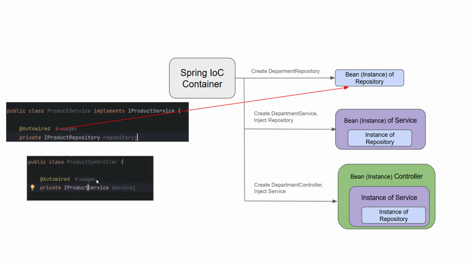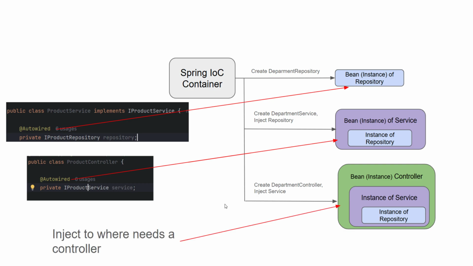Okay, and for another example, for the product controller, you want to have a service, right? You just use the Autowired, and the Spring IoC container will do that for you. It will create a bean with the service, with the repository inside it, and return it for you here. And for the controller, we don't write any code that uses the controller, but the controller will be managed by Spring. So just add the RestController annotation for the controller, and then Spring will automatically inject it to where it needs a controller.